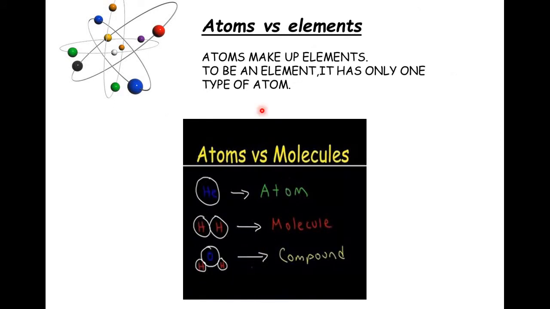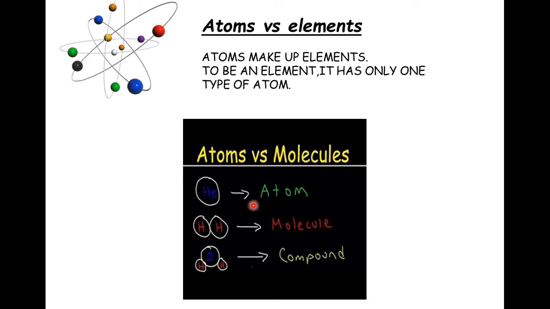So atoms and elements, what makes up an element? Atoms are the things which make up elements. And if we talk about an element, it has only one type of atom. In this picture, He, which is the symbol of helium, is one atom. And if we talk about a molecule, here there are two hydrogens.